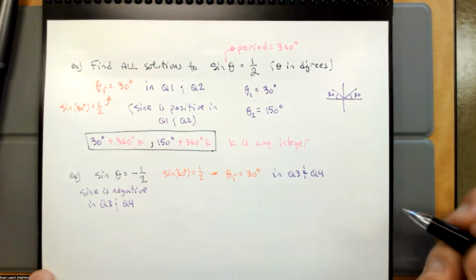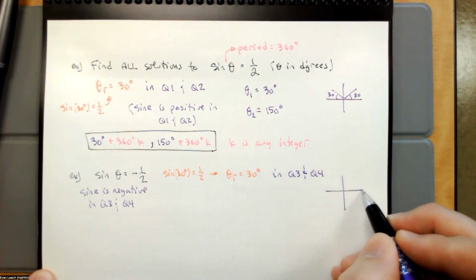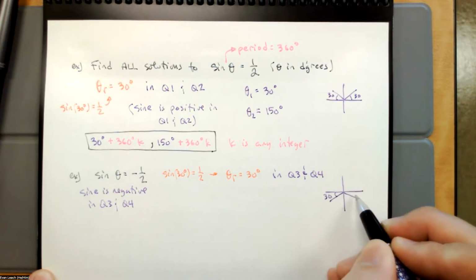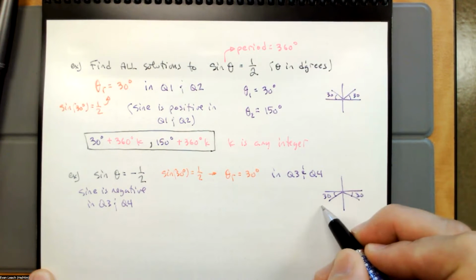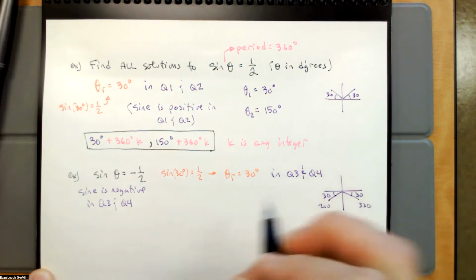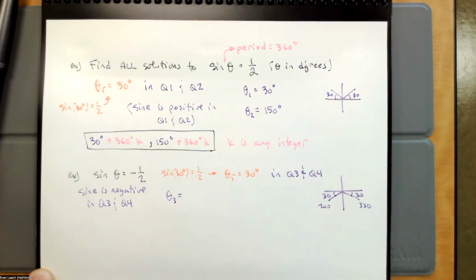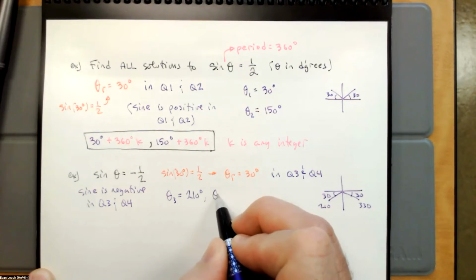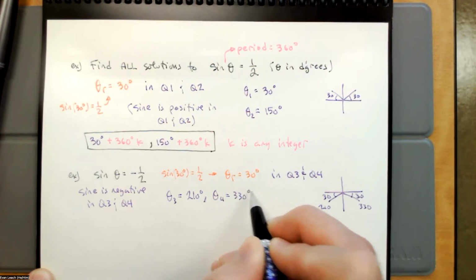So my two in the first cycle, I'm going to draw 30 degrees in quadrant 3 and 30 degrees in quadrant 4. This is going to be at 210, and this will be at 330. So our theta in the third quadrant is 210, and the theta in the fourth quadrant is 330.